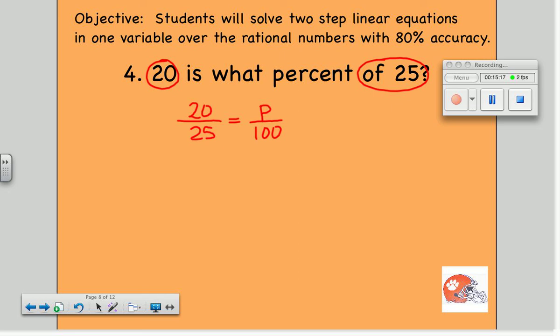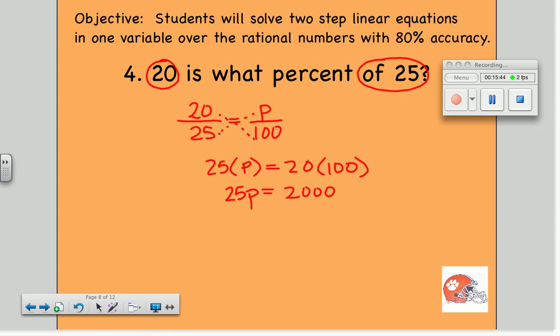Okay? So again, we cross multiply. 25 times P and 20 times 100. 25 times P is 25P. And 20 times 100 is 2,000.